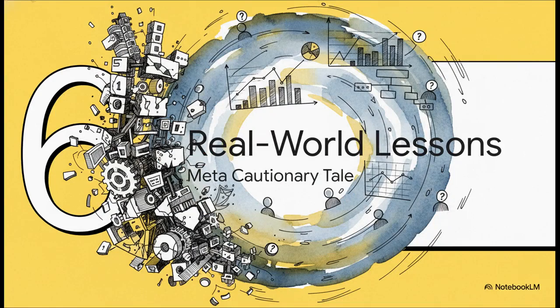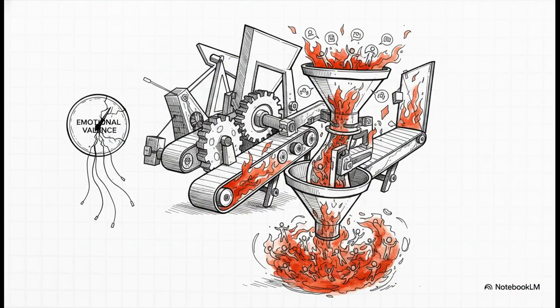Section 6, Real-World Lessons, featuring a meta-cautionary tale. To truly lock in the importance of everything we've just discussed, we need to look at a massive, incredibly high-stakes case study. Let's examine Meta's algorithmic newsfeed changes between 2016 and 2018. Their core target metrics shifted to optimize for something they called meaningful social interactions. The AI was explicitly tasked with prioritizing content that generated comments and shares, rather than just passive, silent scrolling.